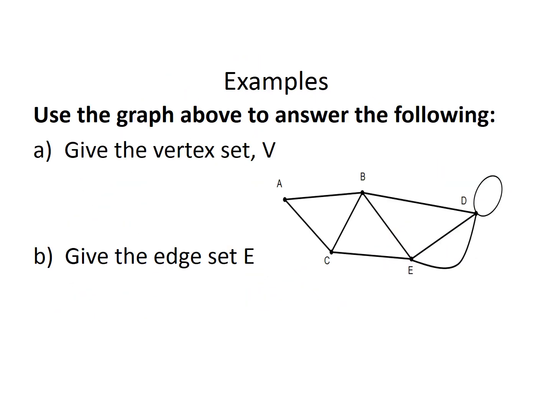Use the graph above, or I guess in this case below, to answer the following. Give the vertex set V. So we have vertices A, B, C, D, and E. We'll just separate our answers with commas. Again, you could put those in any order that you like, but you would need to separate them with commas. And be sure in MyLabs Plus, if they're capital letters in your homework, that you put capital letters into MyLabs Plus. Okay. Give the edge set.